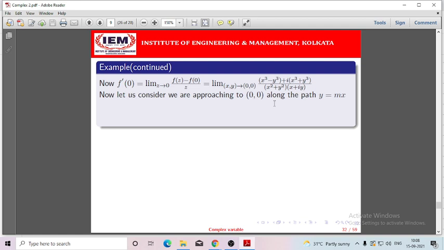Is that clear? Yes, sir. In the next class, I will be discussing some more examples on analytic functions. Up to this, I have discussed, and I have shared only one class note. After this class gets over, I will be sharing the remaining two class notes in Google Classroom, so you can go through them.